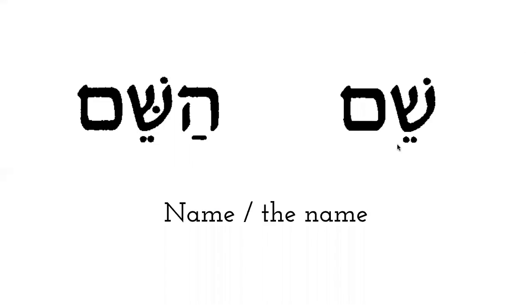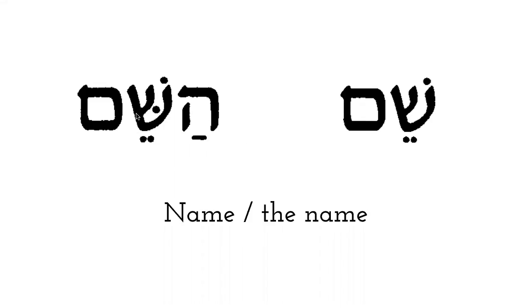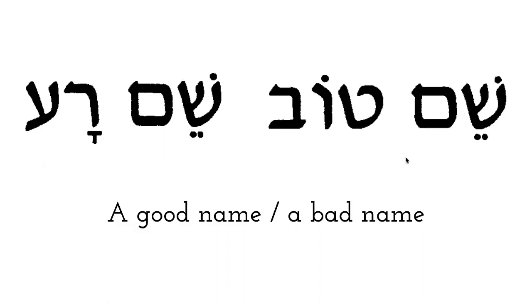So Shem is a name, and Hashem means the name. Shemot, of course, is names, plural. When we say Hashem, we're usually referring to the name of the Creator, Yod He Vav He, Hashem. Shem Tov means a good name or a good reputation, and Shem Ra means a bad name or a bad reputation. So Tov means good, Ra means bad or evil. And Shem, of course, is name.